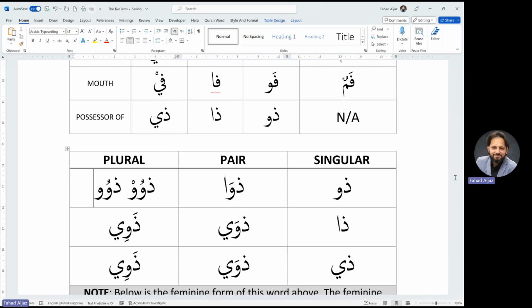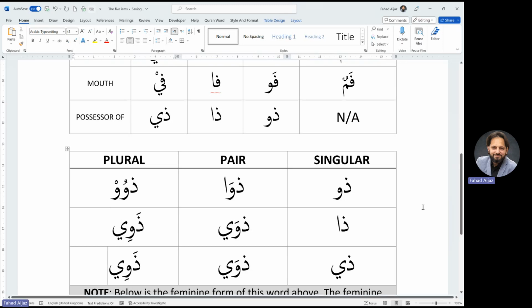Again, this is the mudaf form of this ism. So it becomes zuwu. And just like the previous ones, it was mostly mina, and in this case it would have been zawina, like this. So what we are doing is removing the noon to make it light, so it can be a mudaf. So it becomes zawi. So it's zuwu, zuwi, zuwi.